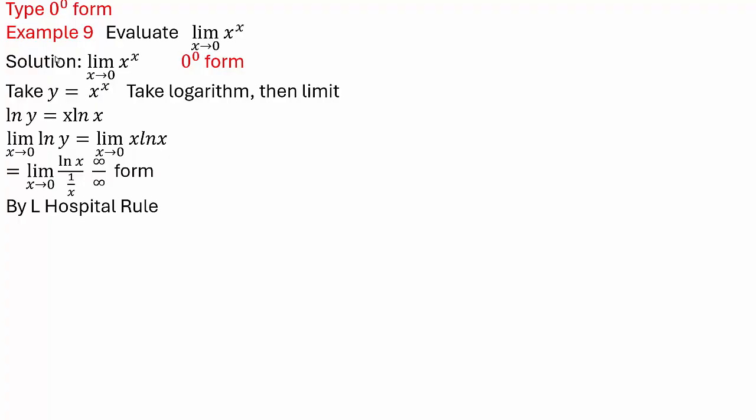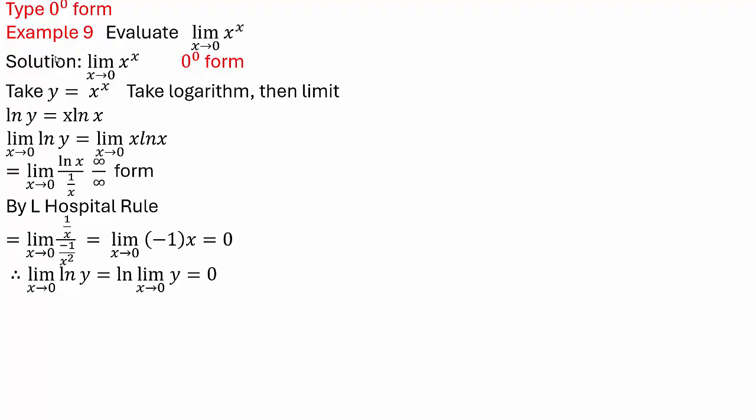Here, we apply L'Hospital rule. By applying L'Hospital rule, we will get limit x tends to 0 of derivative of log of x, which is 1 by x, divided by derivative of 1 by x, which is minus 1 by x square. This is nothing but limit x tends to 0 of minus x, and it becomes 0. Limit x tends to 0 of minus x is 0. And therefore, limit x tends to 0 of log of y equals log of limit x tends to 0 of y, which is 0. Therefore, limit x tends to 0 of y equals e raised to 0, which is 1.